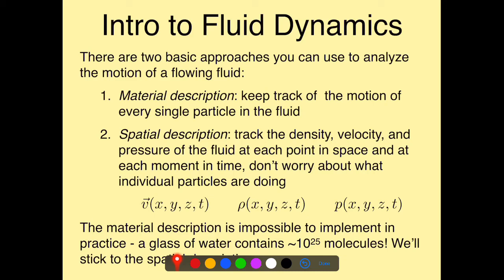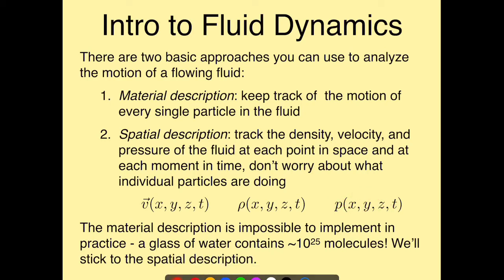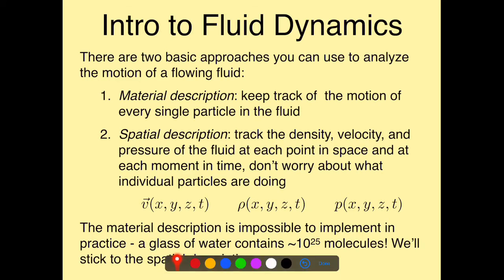For example, we would have density as a function of x, y, and z. So you'd plug in a position. You'd also plug in the time you're talking about, and it would tell you what the density is. We'd also have pressure, right? The pressure might change depending on your position. It also might change over time. So if you plug in the x, y, and z position and the time, this will tell you what the pressure is. So in the spatial description, we're just trying to find out what these functions are rather than worrying about what every single particle is doing.